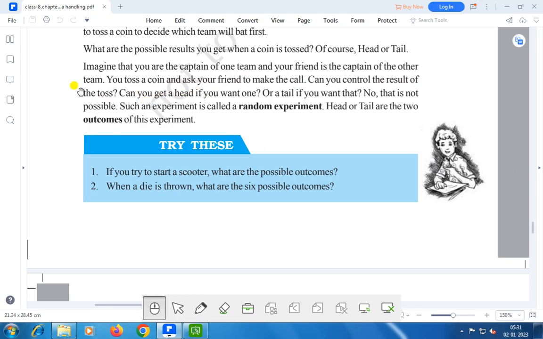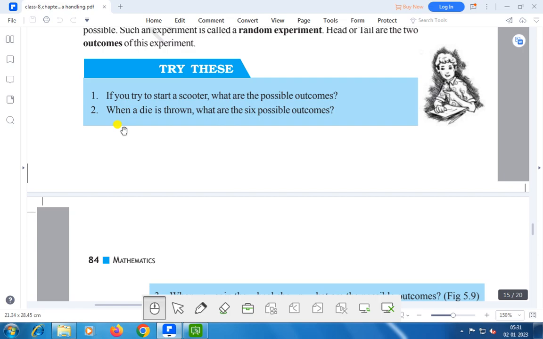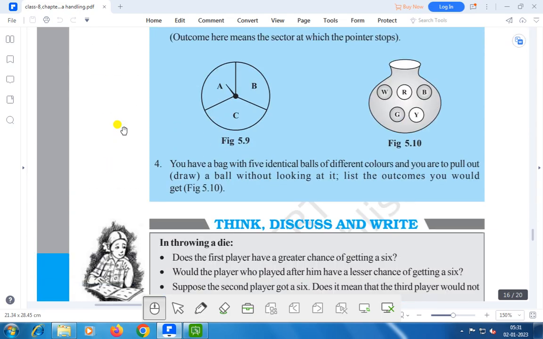Can you control the result of the toss? Can you get a head if you want one or a tail if you want that? No, that is not possible. Such an experiment is called a random experiment. Head or tail are the two outcomes of this experiment.